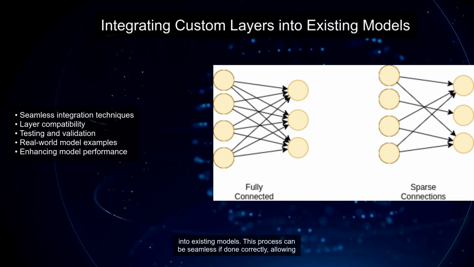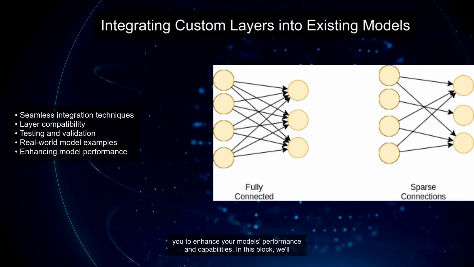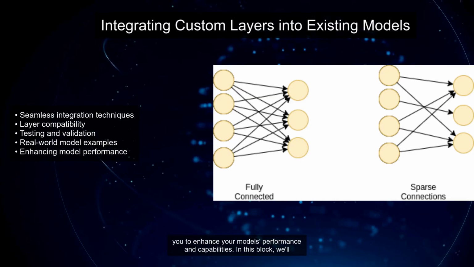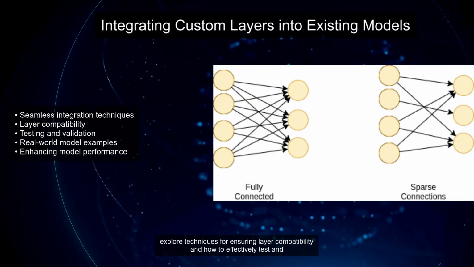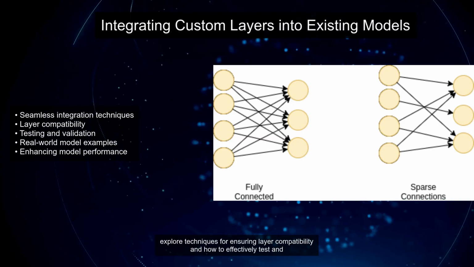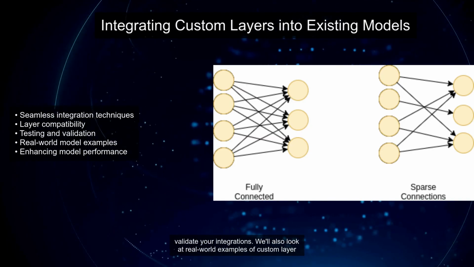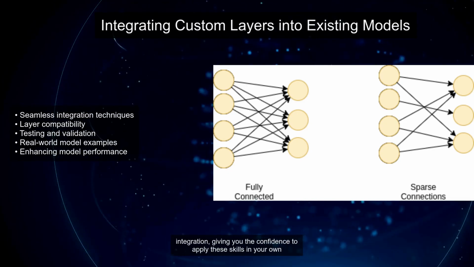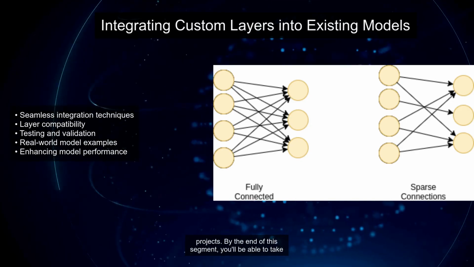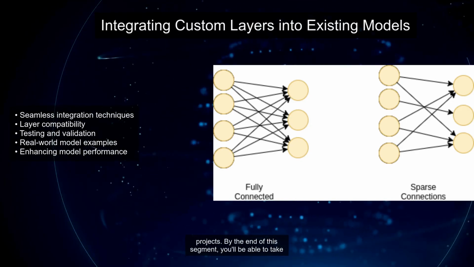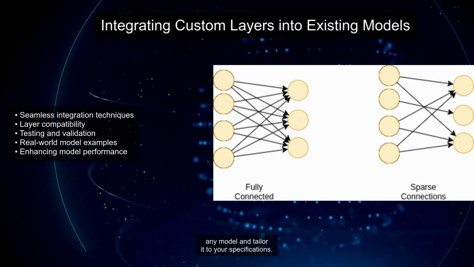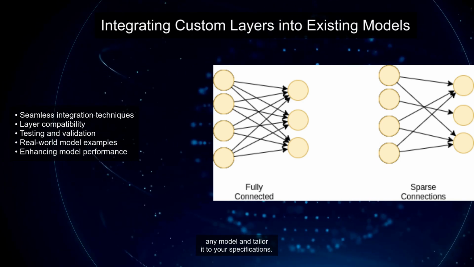Once you've created your custom layers, the next step is integrating them into existing models. This process can be seamless if done correctly, allowing you to enhance your model's performance and capabilities. In this block, we'll explore techniques for ensuring layer compatibility and how to effectively test and validate your integrations. We'll also look at real-world examples of custom layer integration, giving you the confidence to apply these skills in your own projects.